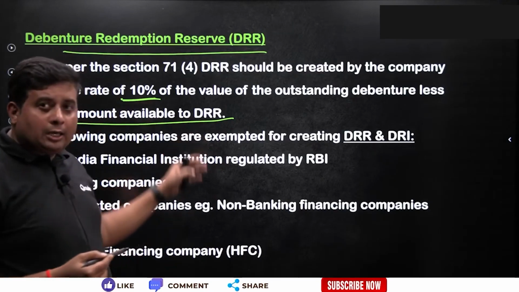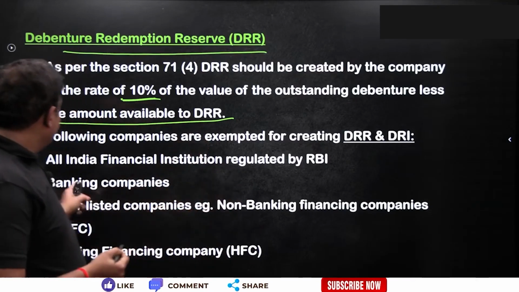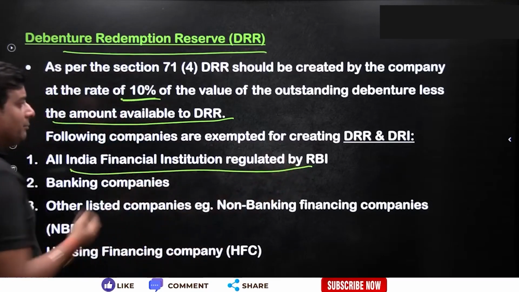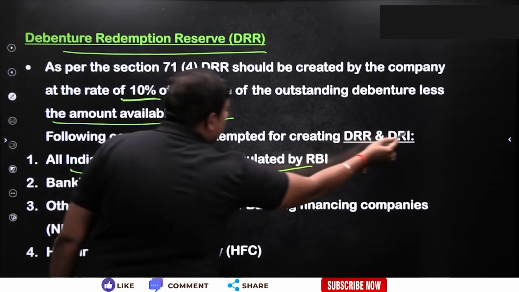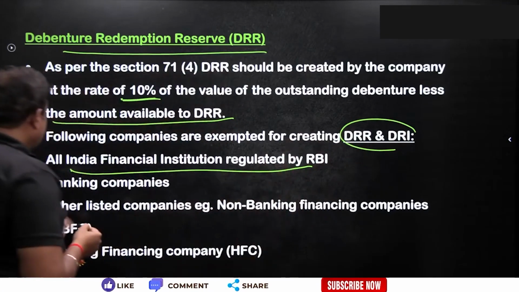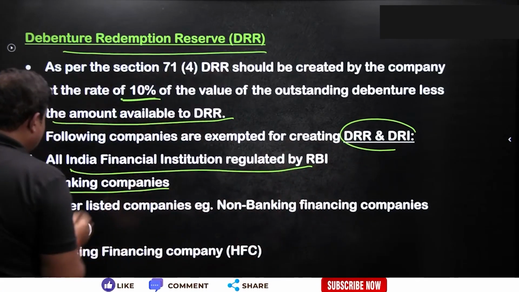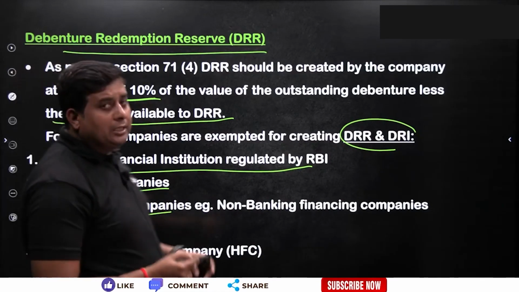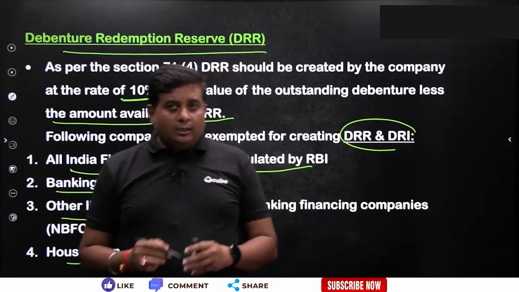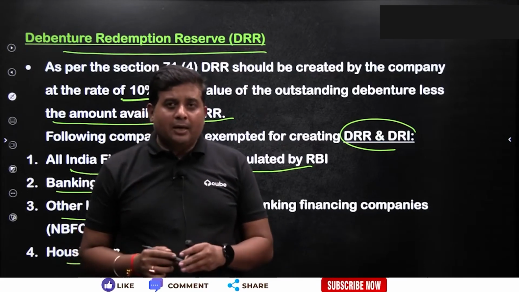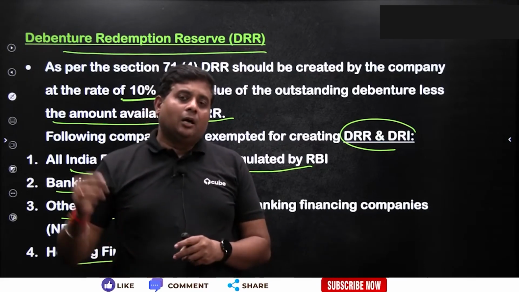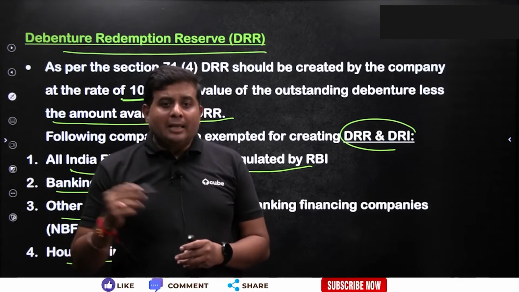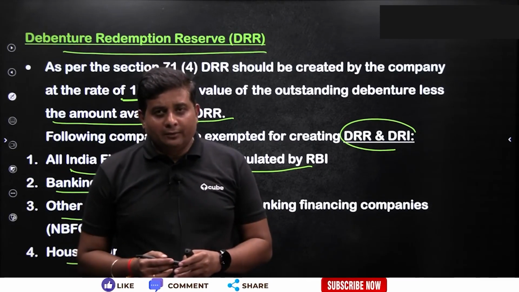Now, which companies are exempted from creating DRR? All India financial institutions regulated by RBI, number 1, are exempted from creating DRR as well as DRI. Banking companies are also exempted, other listed companies, and housing finance companies. So basically only the unlisted companies have to create DRR at the rate of 10% for the outstanding balance of the debentures less the available amount of debentures.